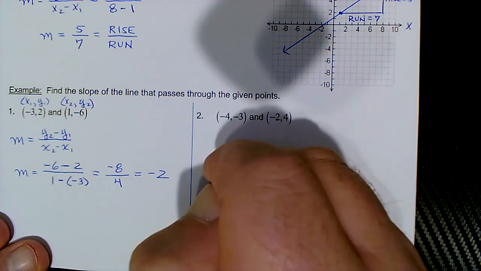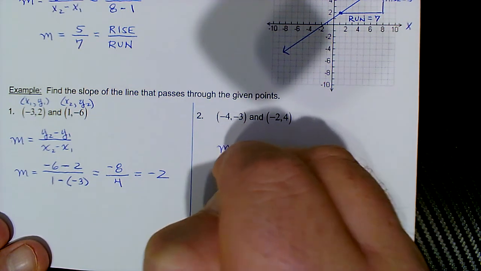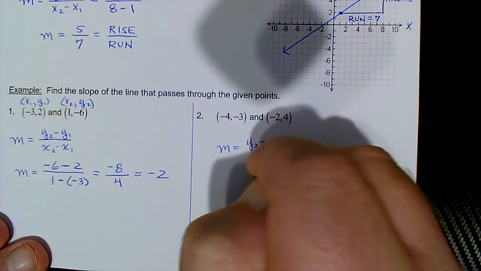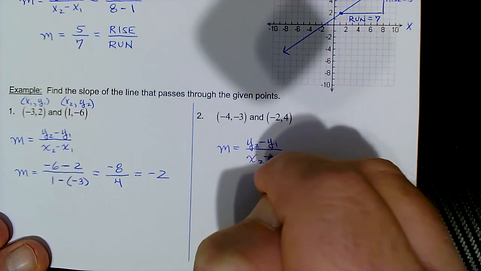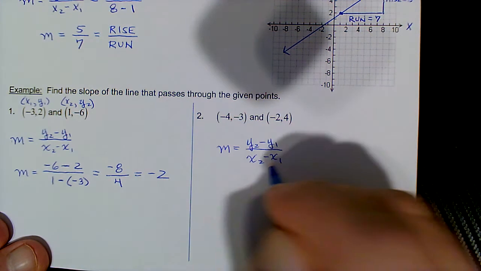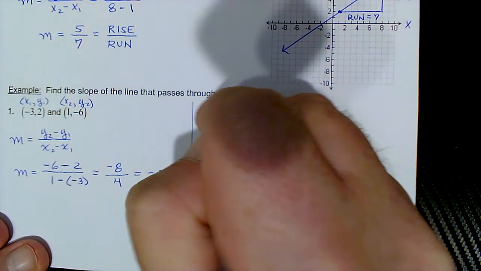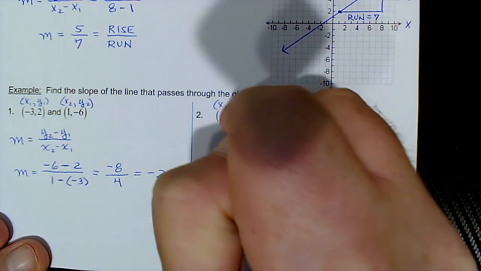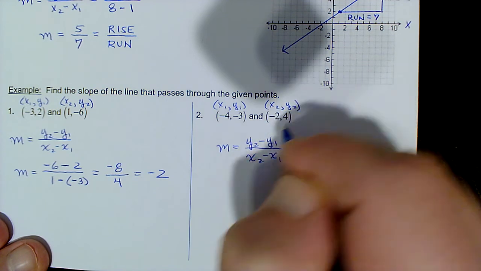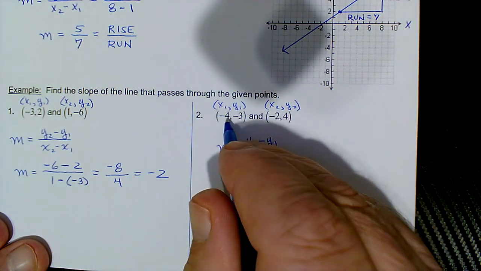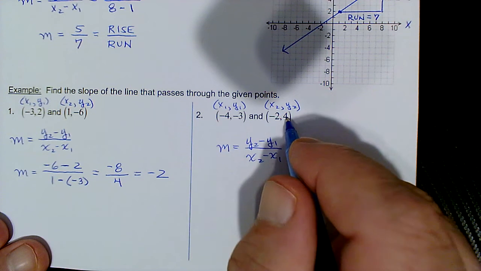But being consistent with the way I've labeled them, y2 is 4 minus y1 and -3 over x2 and -2 minus x1 and -4. So it looks like we get 7 over, this would be -2, minus a minus is plus, so -2 plus 4 is 2.